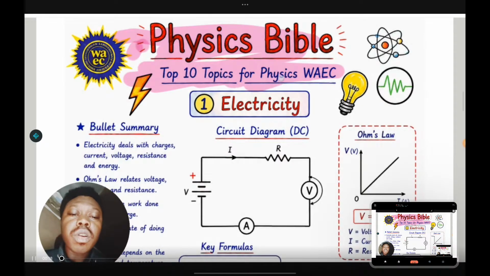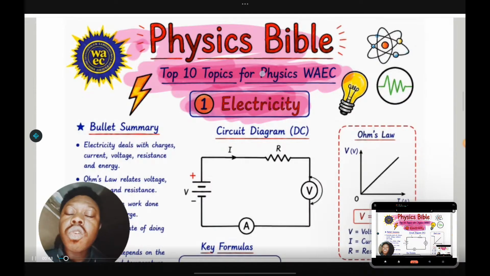I'm going to give you the top 10 topics for physics WAEC, both for the OBJ and theory sections. Even in practicals, you can expect some of the topics to come out from these particular ones. I begin with number 1, electricity, because even in practical you expect one practical question from electricity, and then in section B you are also going to expect questions from electricity, and in OBJ you expect 2 or 3 questions under this. I have captured all the topics under electricity and summarized them for you.